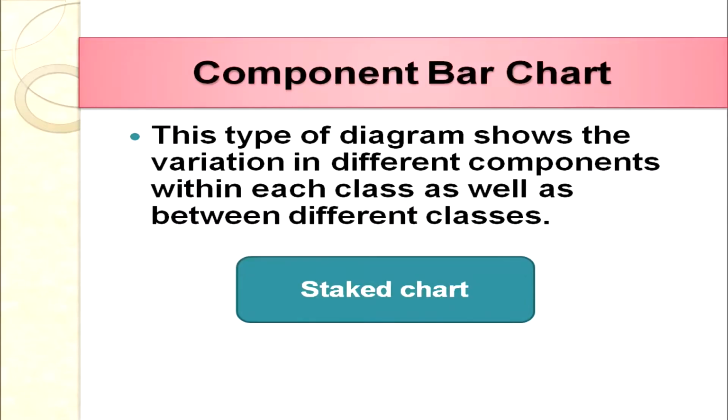So, this type of diagram shows the variation in different components. That means in a single bar I will be able to identify that this portion belongs to this and that portion belongs to that. We are able to identify that, as well as it also shows variation between different classes. So, this type of diagram shows the variation in different components within each class as well as between different classes. Now, let us take an example to understand it better. Suppose this question is given to me.